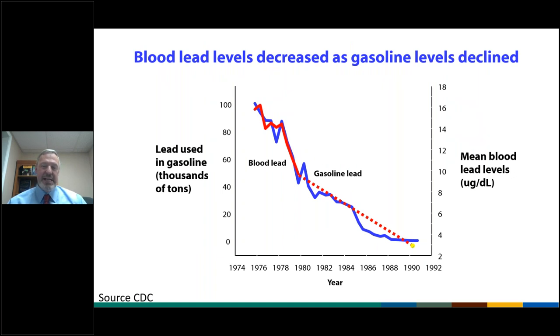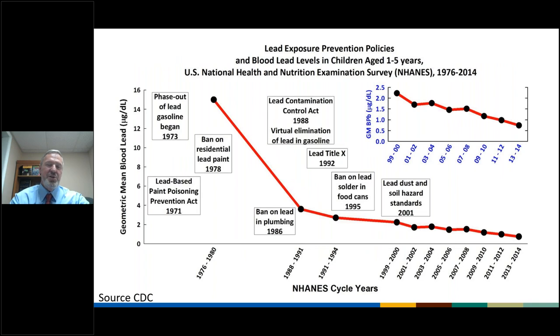Since then, the amount of leaded gasoline has dropped incredibly low. There are only one or two sources of leaded fuel still being used today, and blood leads have dropped as well. You can see there have been other things in the U.S. where you took lead out of gasoline, out of lead paint in homes, out of the plumbing, or you prohibited lead plumbing and lead solder. They banned lead solder in food cans and addressed lead dust hazards. So you can see that the average blood lead level in the U.S. has continued to drop asymptotically over the years.